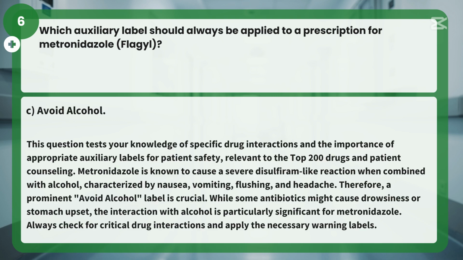Answer: C. Avoid alcohol. This question tests your knowledge of specific drug interactions and the importance of appropriate auxiliary labels for patient safety, relevant to the top 200 drugs and patient counseling. Metronidazole is known to cause a severe disulfiram-like reaction when combined with alcohol, characterized by nausea, vomiting, flushing, and headache. Therefore, a prominent "avoid alcohol" label is crucial.